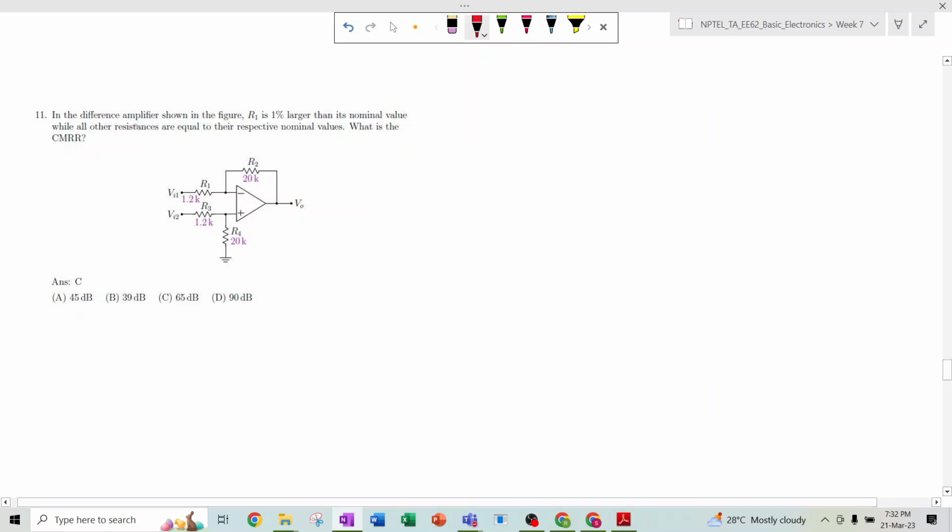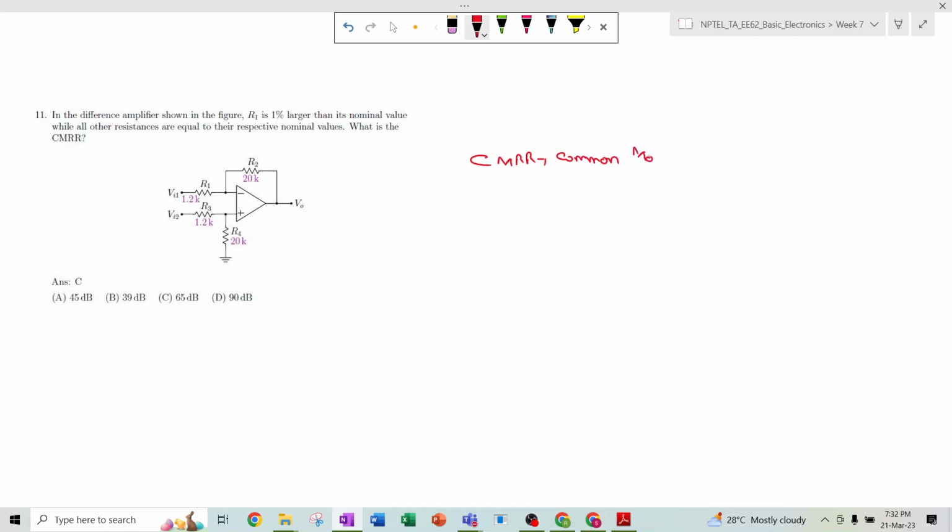Now this is some other problem. In this difference amplifier shown in the figure, R1 is 1% larger than its nominal value while all other resistances are equal to their respective values. What is the CMRR? So CMRR, what do you mean by CMRR? CMRR refers to common mode rejection ratio.